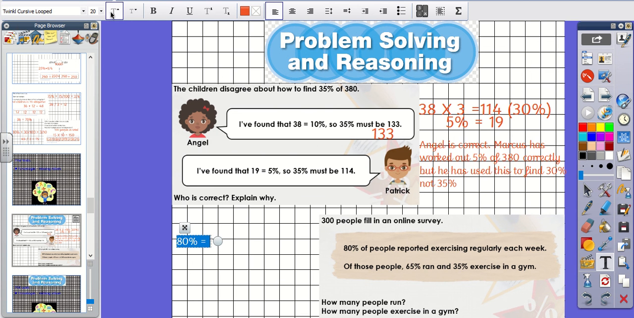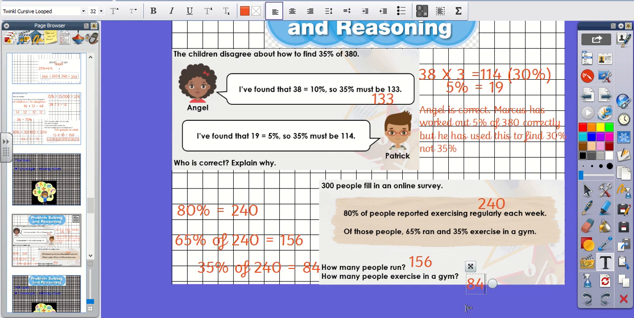So 80% of 300, if I found 10% would be 30, times that by 8 would be 240. So 240 exercise regularly each week. Of those people, 65% ran. So 65% of 240 would give me 156. So that's how many people ran. And then how many people exercise in a gym? 35%. So I need to do 35% of 240 because it's of those people that we've worked out to start with. And 35% of 240 is 84. So that's how many people exercised in the gym.